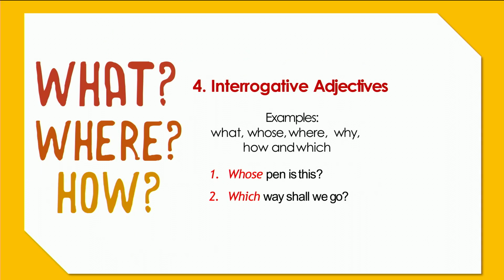Now let's talk about interrogative adjectives. They are used with nouns to ask questions. So for example, we can use what, whose, where, why, how, and which. In examples: whose pen is this? Which way should we go?